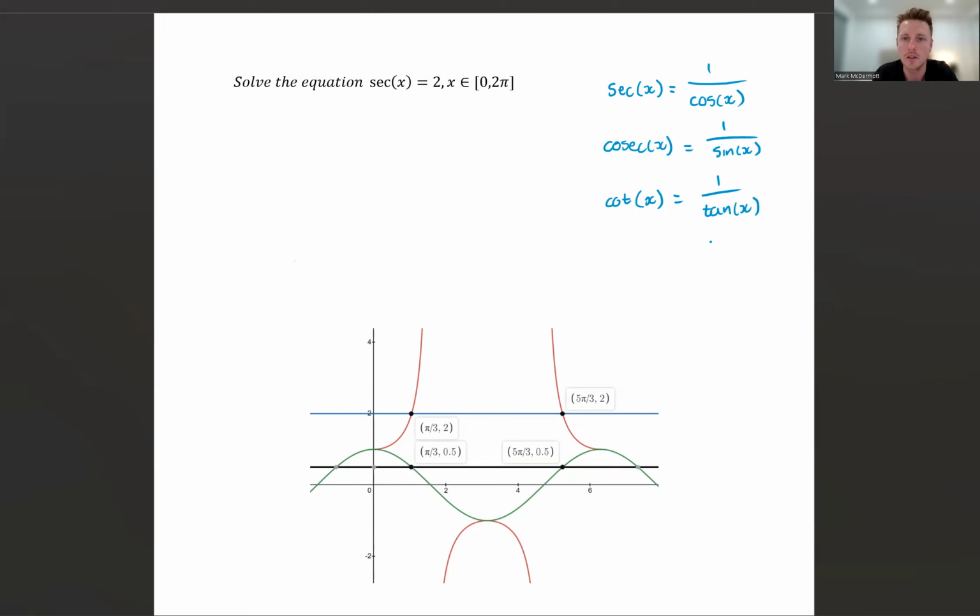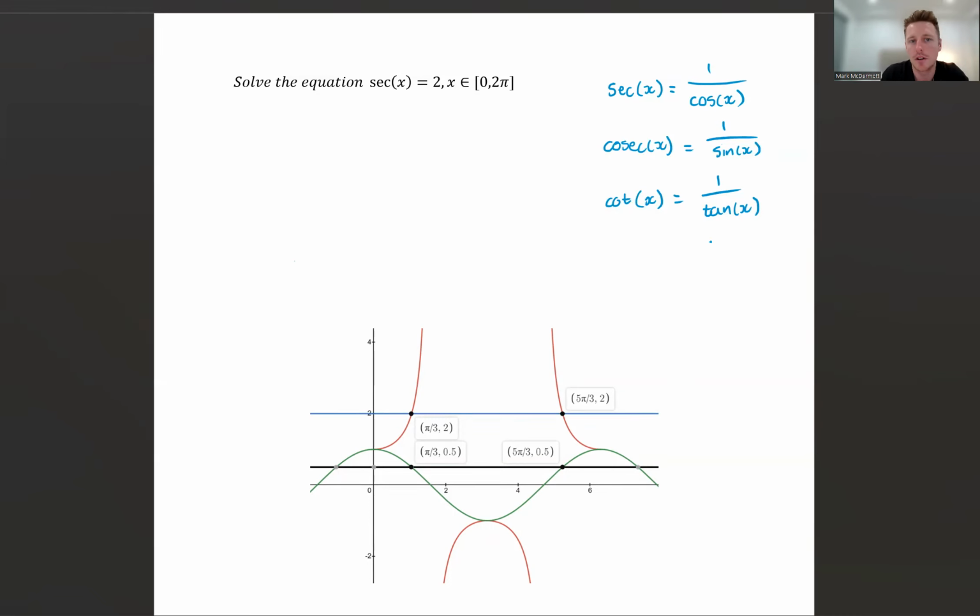Now, the way I remember it is there's a co in each of the relationships. So cosine goes to secant. There's one co in there. That co is for cosine. And then for cosecant, that corresponds to sine. So there's one co in there. That's for cosecant corresponding to sine. And then cotangent corresponds to the reciprocal of tan. So that's sort of how I remember how each of them correspond. There's a co on one side of these relationships. So that should be helpful there.